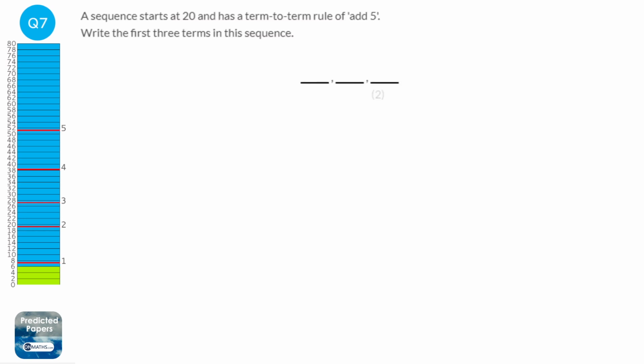So we're told the sequence starts at 20, so our first term will be 20, and we're told that the rule is add 5, so we're going to add 5 to that, and that will be 25 for our second term, add 5 again, and that will be 30 for our third term.